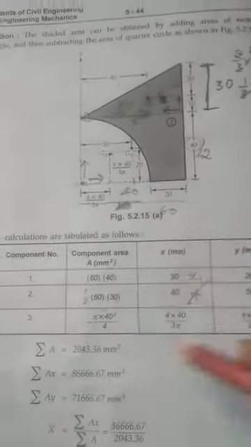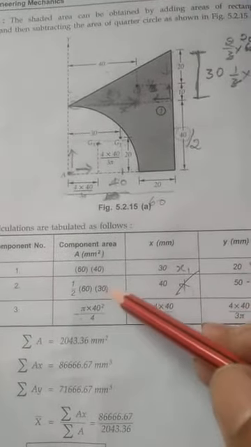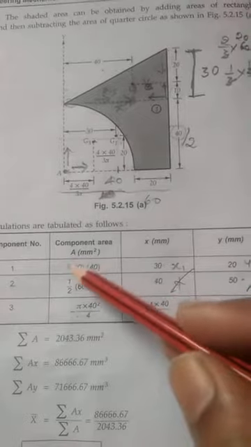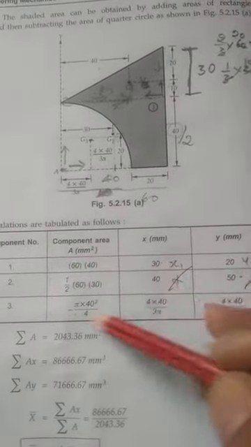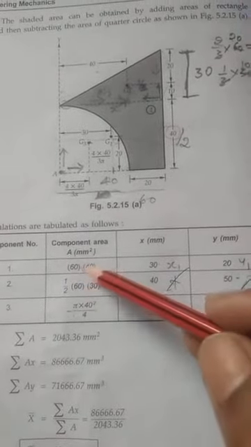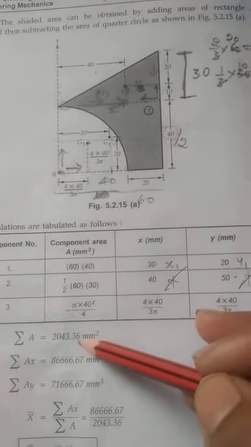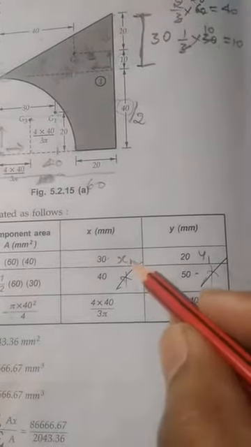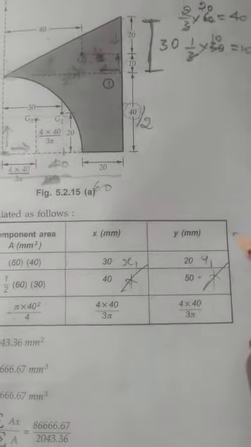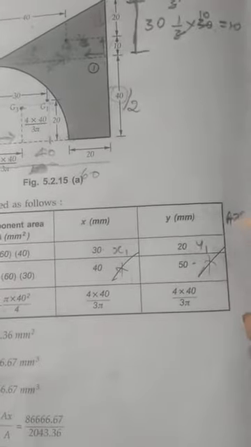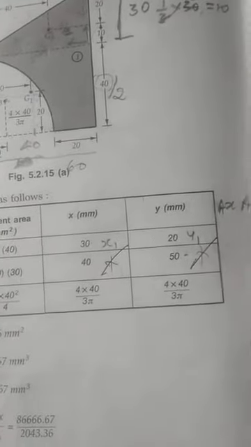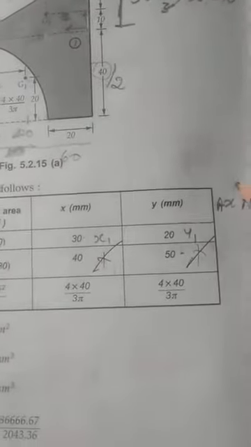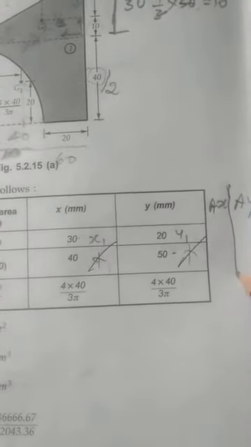Later, after this, you find the summation of all the areas, area 1, area 2, area 3, that is 2043, you will get it. Next, after finding x and y, you find ax and ay also. Ax and ay, you put in a separate table and find them.